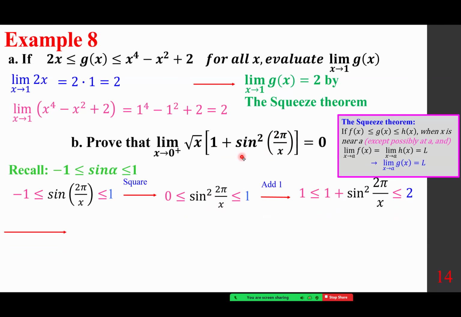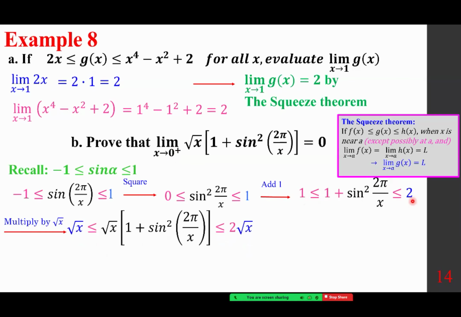The next step is to multiply by square root of x. And remember what happens with the multiplication. If you have an inequality and you multiply by a negative number, it flips over. However, because square root of x, with x approaching 0 from the right, is always positive, the sign does not switch. So let's multiply this one by square root of x, this one by square root of x, and this one by square root of x. So what we have in between is the expression we were looking for.